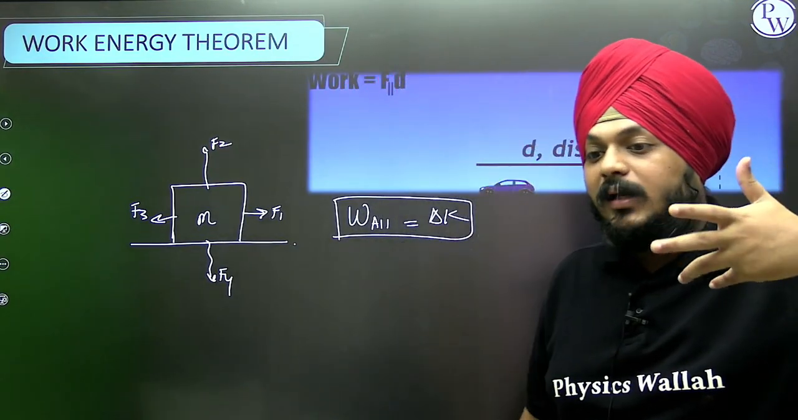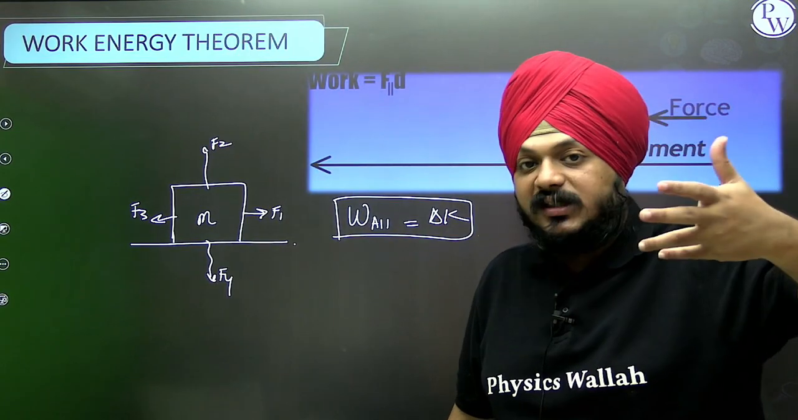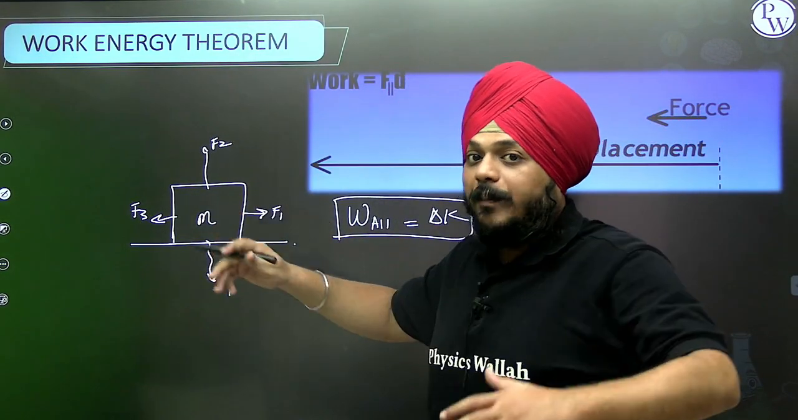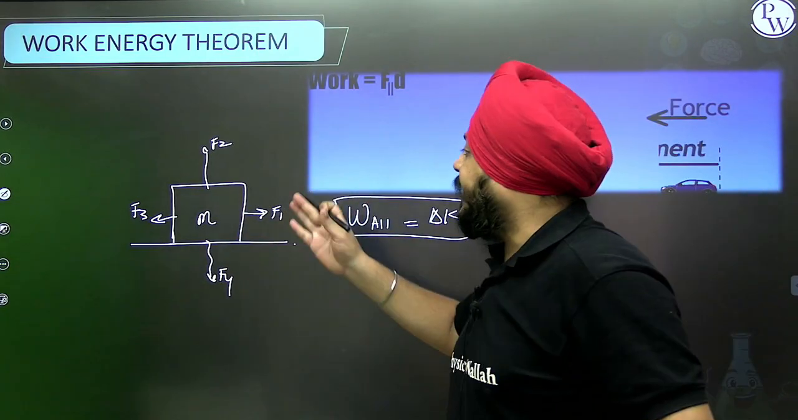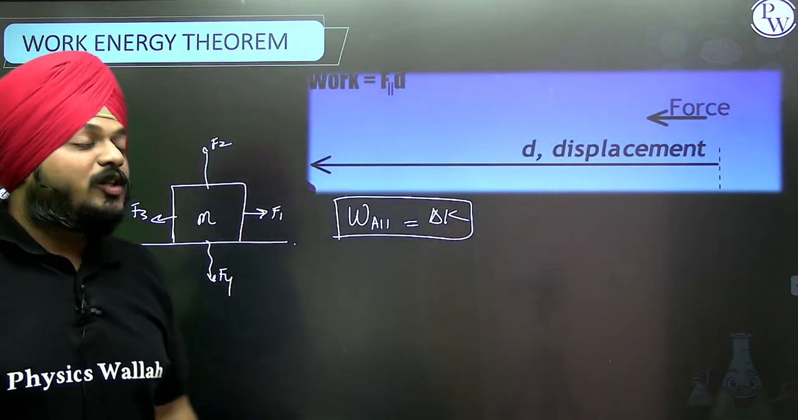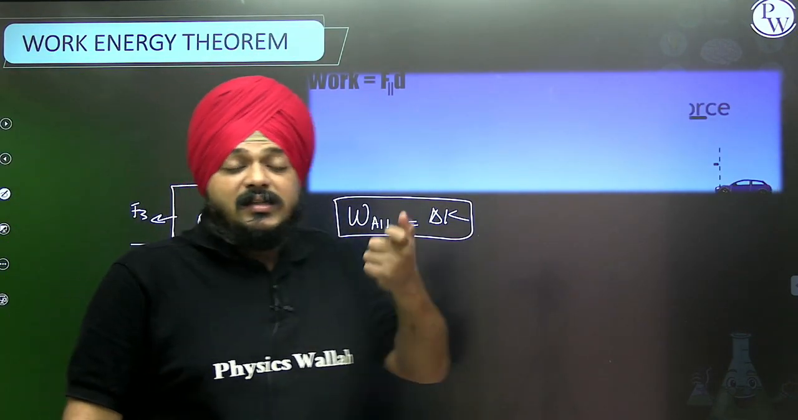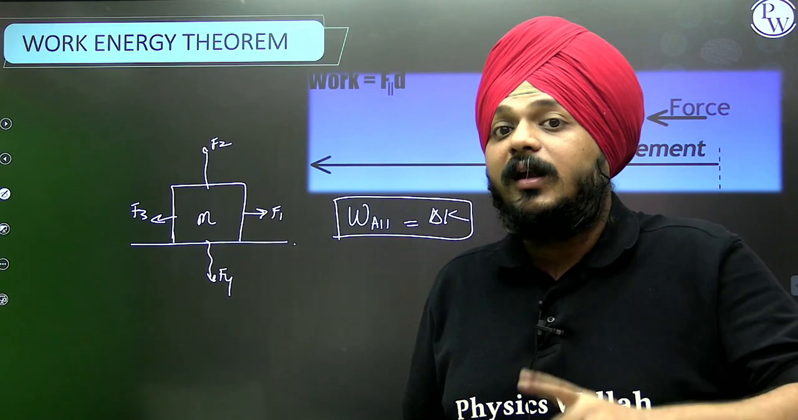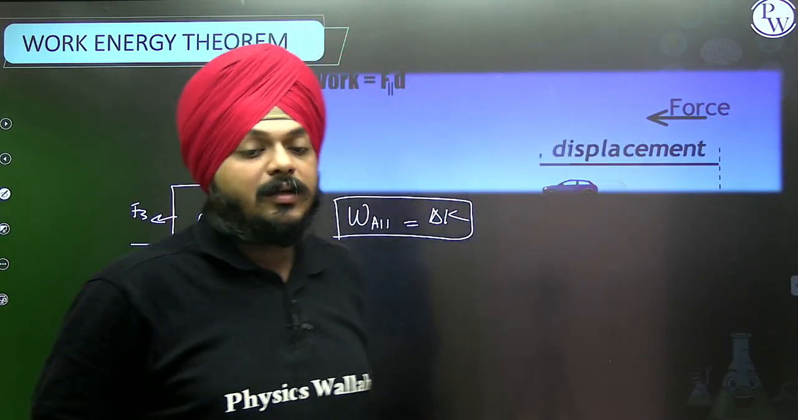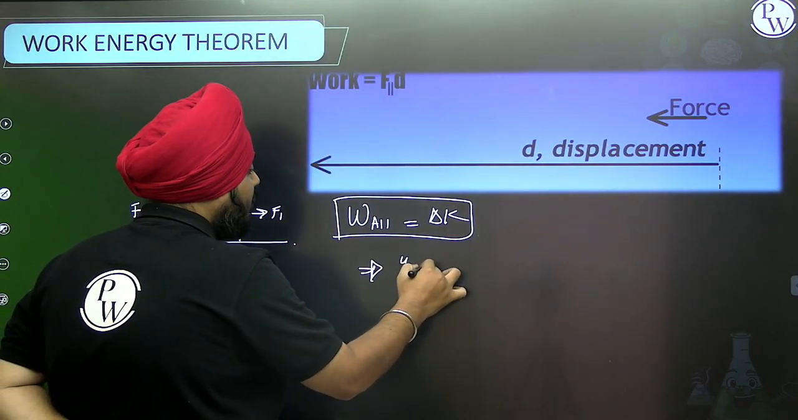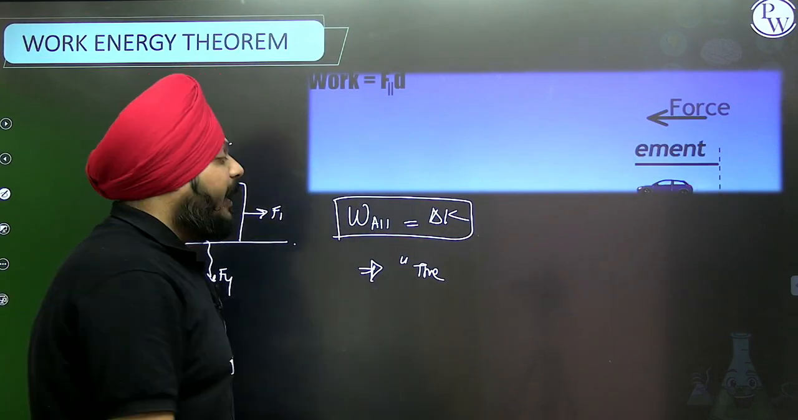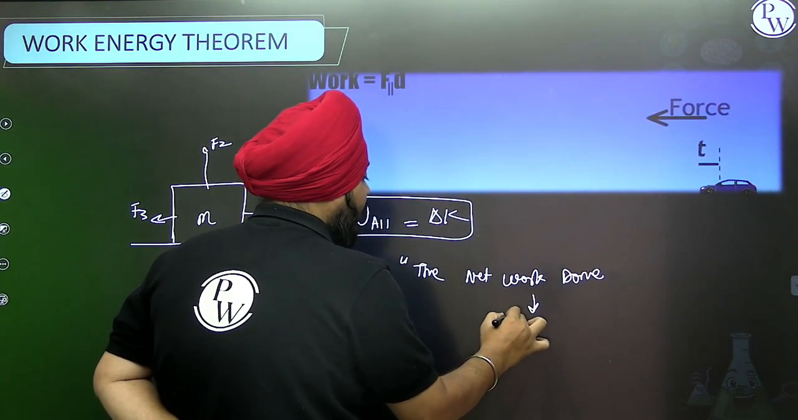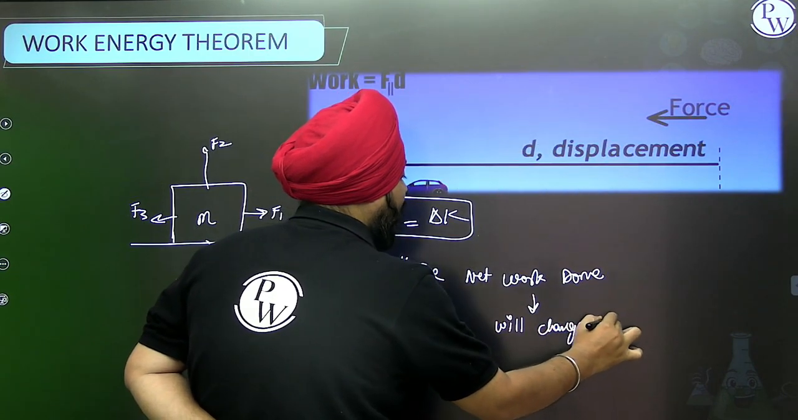Some might be doing positive work, some negative work, some zero. Then on what basis is this object in motion, and its kinetic energy getting changed? In another form, the resultant of all forces involved in the work done will change the kinetic energy of the object. In some books it is also written in summarized form that the net work done will change the kinetic energy of the object.